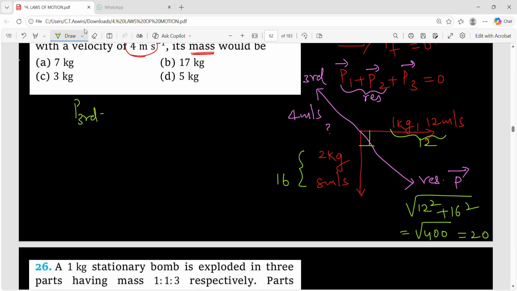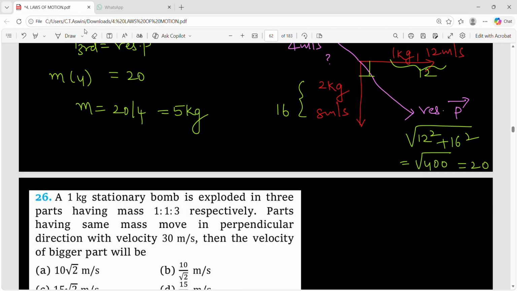Now just equate the momentum of third part is equal to resultant momentum. So what will you get? Resultant momentum is 20, and the momentum of third part m into v. So m is equal to how much? 20 upon 4. So I will get 5 kg. Option D. Clear?